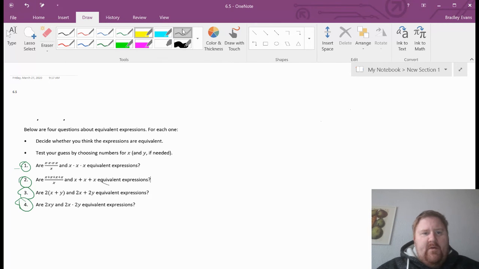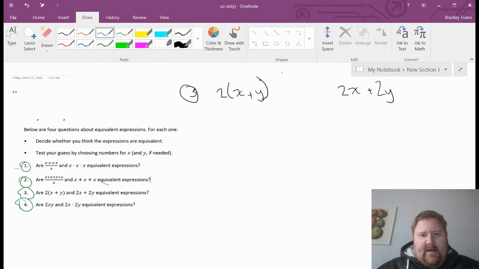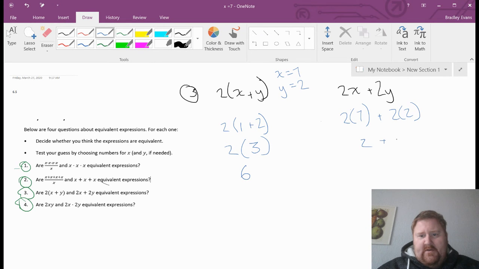Again, you don't have to choose 1 like I'm choosing. You can choose any value for x and y, but you do have to choose the same one. So x and y need to be the same in your little experiments here. In number 3, I'm going to say x is equal to 1 and y is equal to 2. So I'm going to have 2 times 1 plus 2, and then 2 times 1 plus 2 times 2. 1 plus 2 is 3. Multiply that by 2, I'm going to get 6. 2 times 1 is 2, plus 2 times 2 is 4.